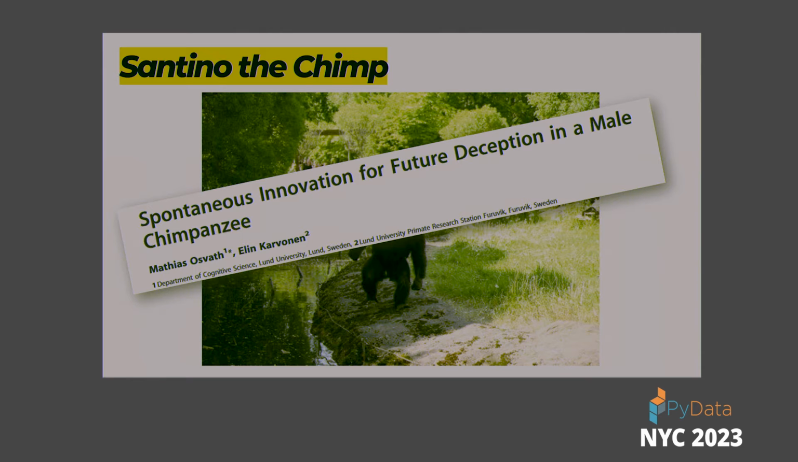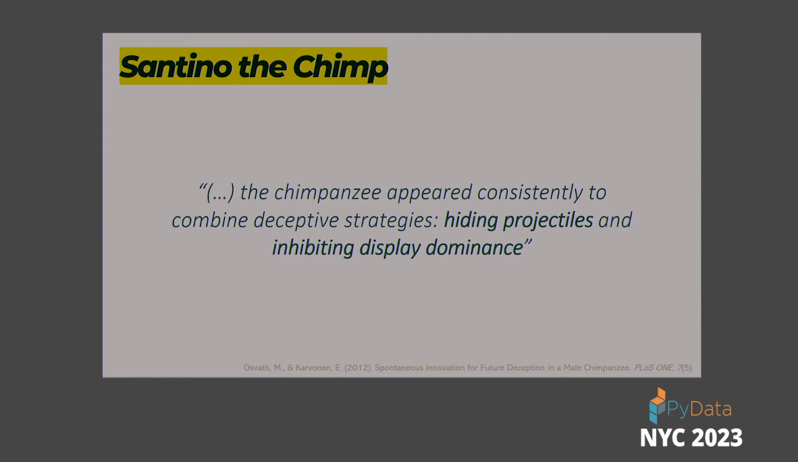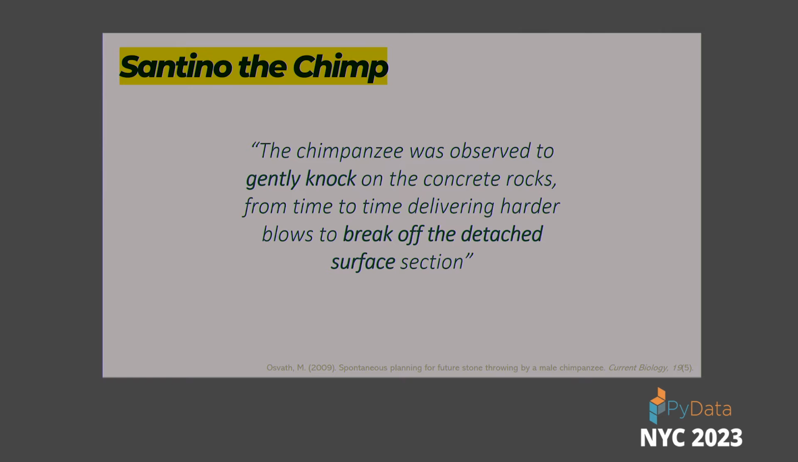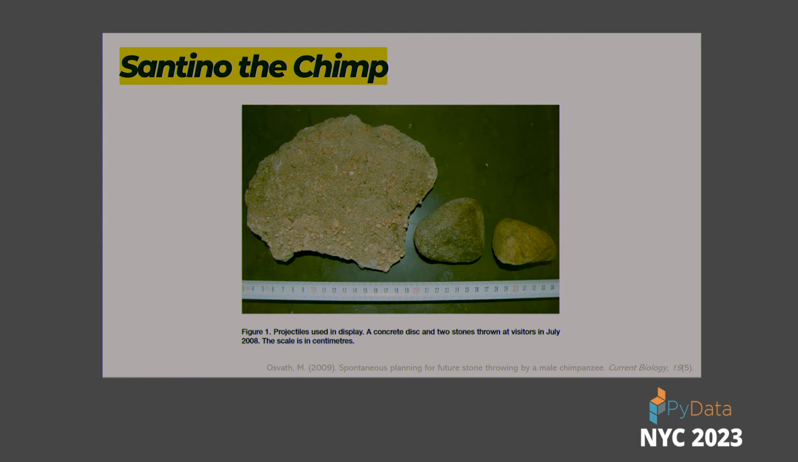He was also doing something a little more unexpected. He was also collecting the rocks or parts of the concrete pit around his island during the winter time when the zoo was closed. So he was planning in advance not only a couple of hours, he was able to plan in advance even a couple of months. The chimpanzee appeared consistently to combine deceptive strategies, hiding projectiles and inhibiting dominance display. So he was also behaving very calmly before he started throwing stones, which is not that typical for male chimps. And you can see that he was using different types of stuff, so rocks and also pieces of concrete.